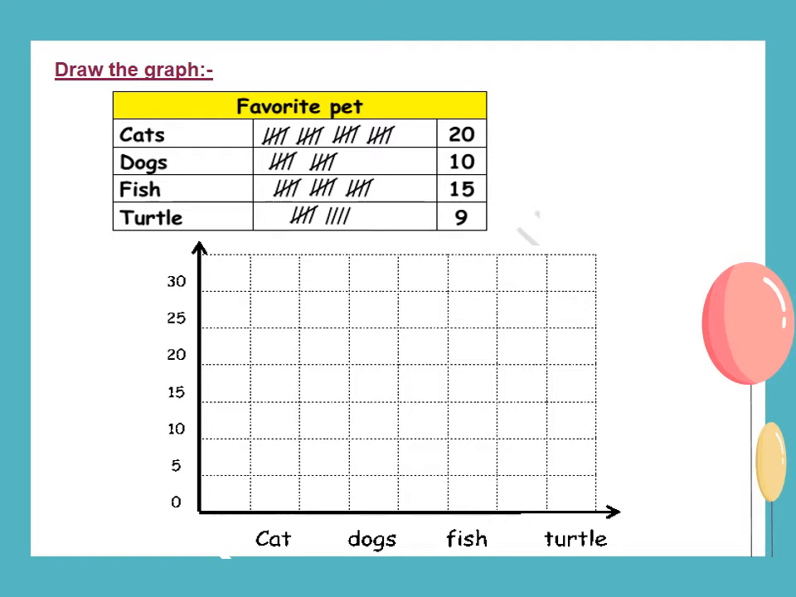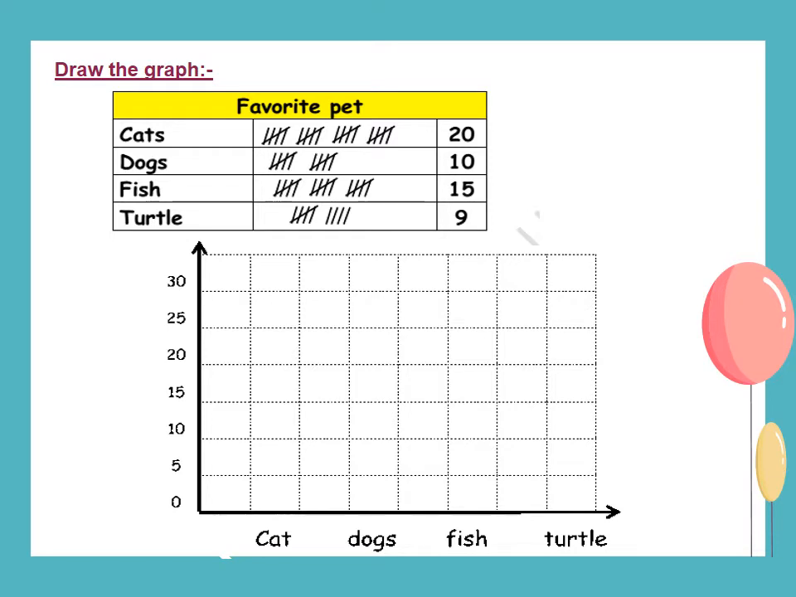And here we have 5 dashes and 5. 5 plus 5 equals 10. Let's see the fish. Here we have 5 and 5 and 5, so we have 15 people like fish. And the turtle, we have 5, and this group represents 4. Here we have only 4 dashes, so it represents 4. So 5 plus 4 equals 9.